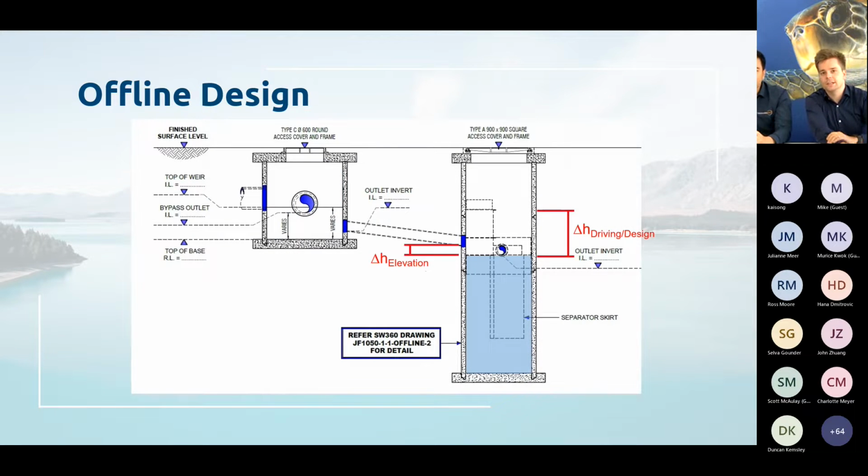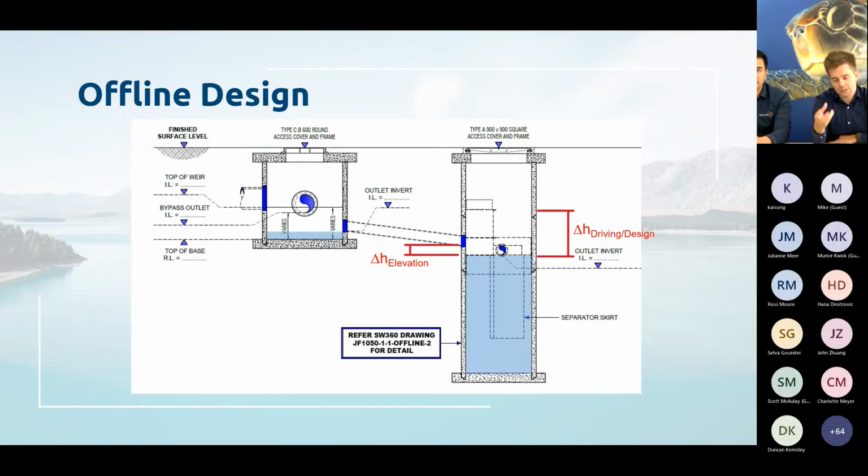So what does that look like in section? Here we can see on the left, we have the collection manhole, the bypass manhole with the weir in. Then we have the Jellyfish configured offline. And you can see here that the difference in elevation, the fall through the device, is much smaller than the design driving head of the device.